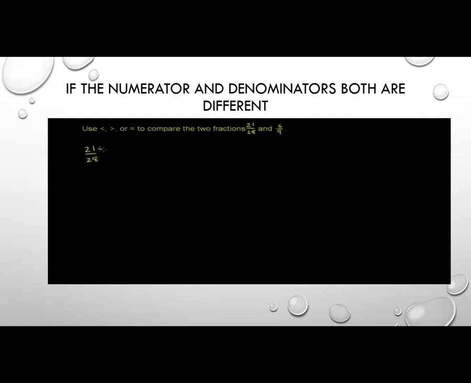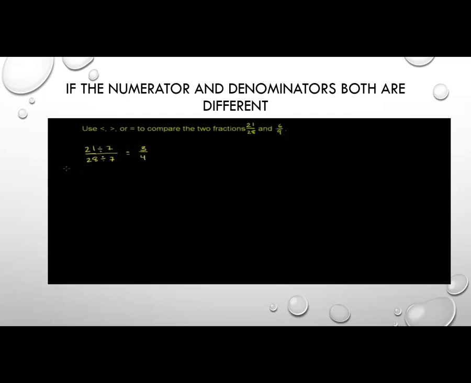So let's divide both the numerator and the denominator by 7. We're doing the same thing to the numerator and the denominator, so we're not going to change the value of the fraction. 21 divided by 7 is 3, and 28 divided by 7 is 4. So 21/28 is the exact same fraction as 3/4. 3/4 is a simplified version of it.